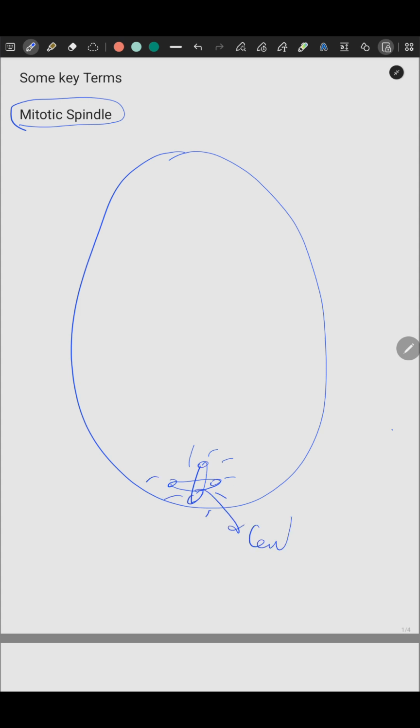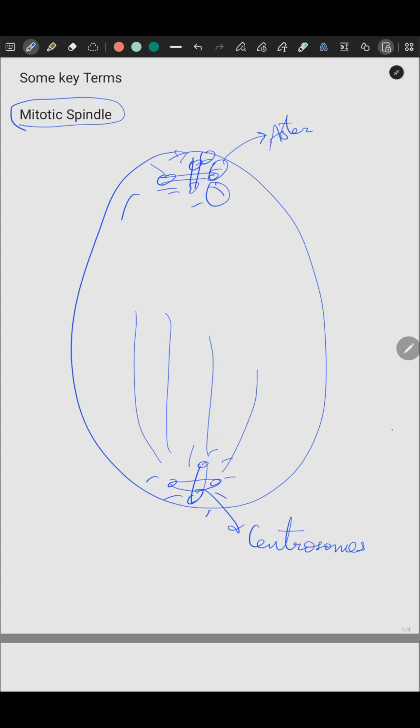These are called centrosomes. One here also, and these rays which are emerging from it are called aster. They form thread-like structures toward each other. What are these called? Microtubules.